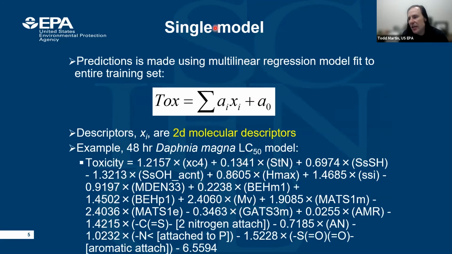Moving on, a single model in the TEST software is basically like one of the models in the hierarchical clustering. You just fit a multilinear regression model to the entire data set, and you get a single multilinear regression equation. For example, this would be the equation to predict 48-hour Daphnia magna LC50. It has your fitted coefficients and then your molecular descriptors. It's pretty easy to visualize, and that's why I kept it in the TEST software, because you can see it in a single equation and it's just kind of useful.